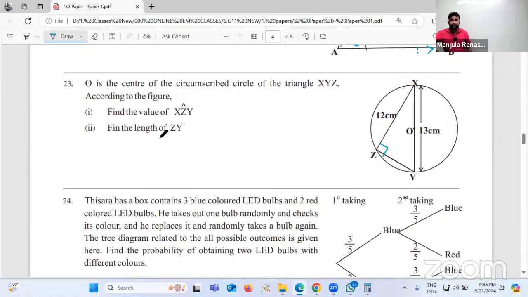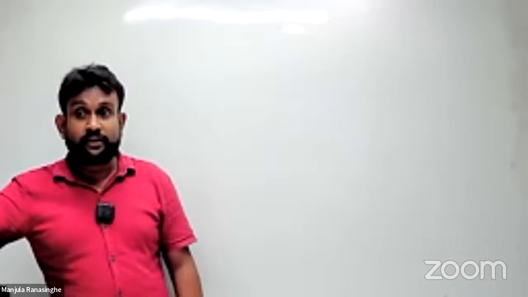Let x be ZY. Then find the length of ZY. Now you can see that it is a right angle triangle with 13 and 12 given. You remember the Pythagorean triples: 5, 12, 13, so it shall be 5 centimeter. But you can also apply the Pythagoras theorem. This is the hypotenuse, so 13 squared equals 12 squared plus x squared, with x as ZY. Then subject x as 5 centimeter. This is how you take it.